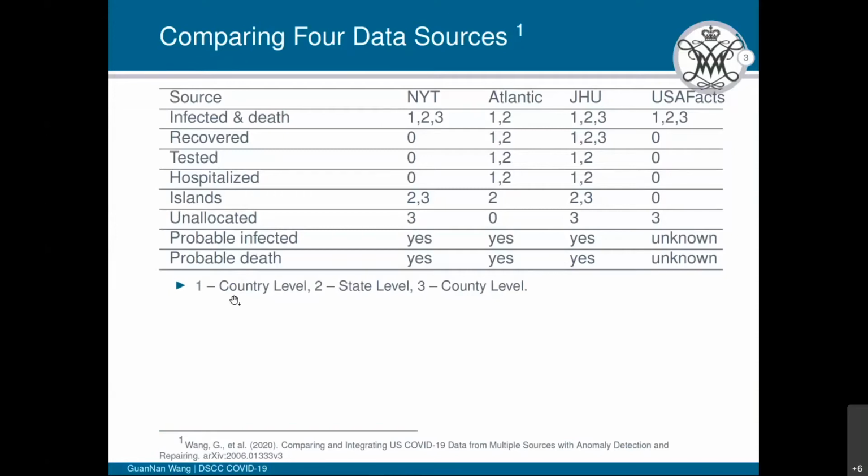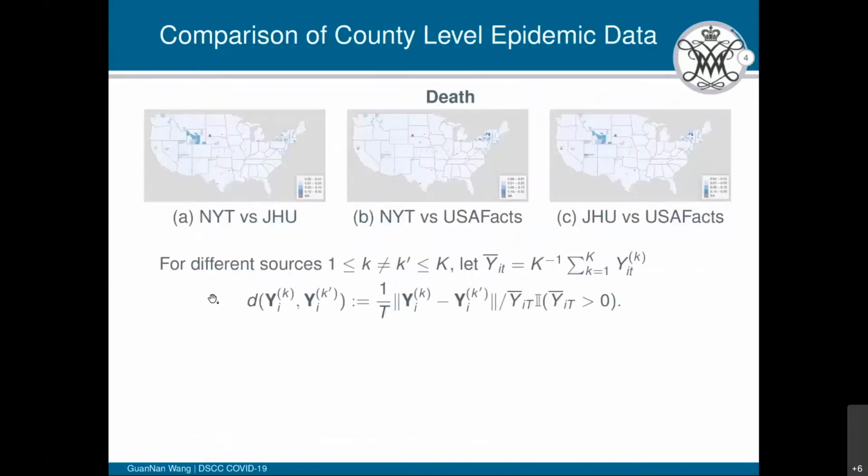Besides these similarities and differences, we also notice that different sources follow different standards when they report the data. For example, the Atlantic uses deaths where COVID-19 is listed on the death certificate, while the other three sources use deaths among infected people. So to assess the difference between the two time series, we define this dissimilarity measure.